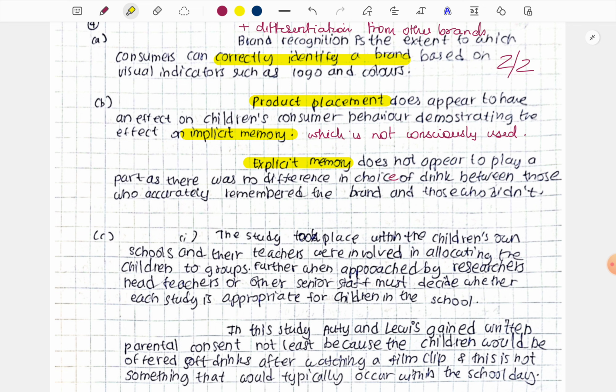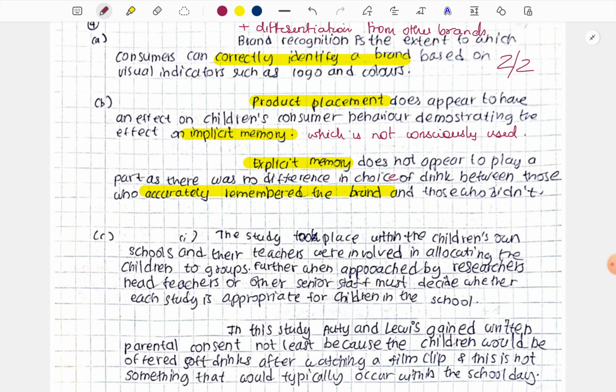So here what the student says is explicit memory is not playing a role because they could not remember that brand was there in the film, and that's why they're choosing it. So that is well written. What I wanted to focus on is they've asked for conclusions and she's made sure to address the conclusions. She hasn't written about the results. Many students make that error in AS and A levels both.